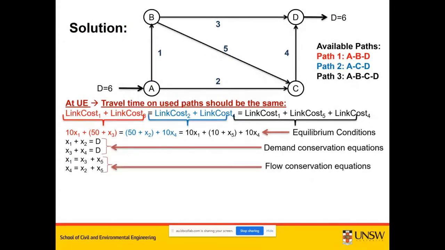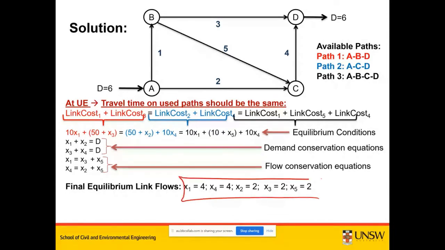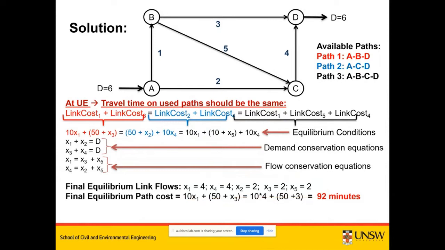Yep, we talked about this. This is all what we talked about before: demand setting, equilibrium conditions, demand conservation, flow conservation. And if you solve them, you actually get the link volumes like this. And if you put them into the path cost formula that we found, you can also get the path cost. So if this is path A, it would be the travel time of link 1 plus travel time of link 3 that gives you the path travel time.